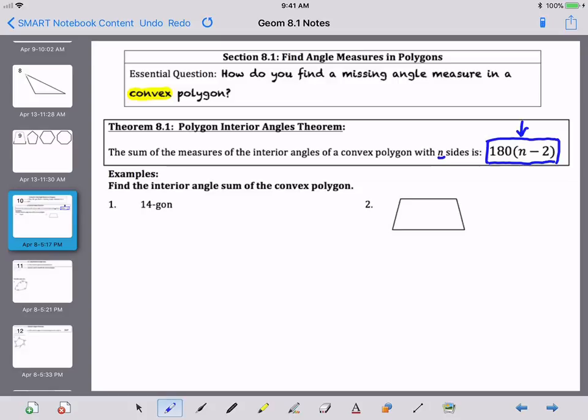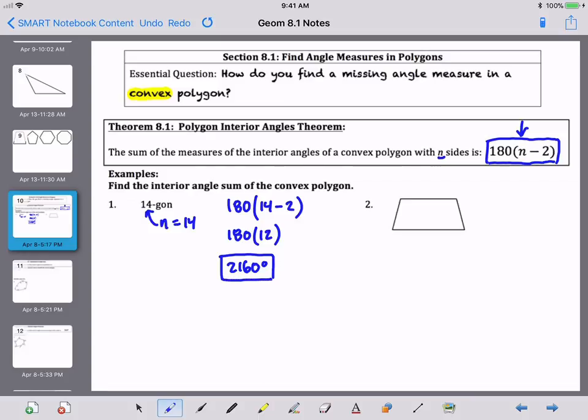In number 1, it says to find the interior angle sum of the convex polygon. A 14-gon, as you can probably tell from the name, has 14 sides. So in this formula, we're going to plug in 14 for n and then solve. 14 minus 2 gives us 12, and 180 times 12 is going to give us 2,160 degrees.